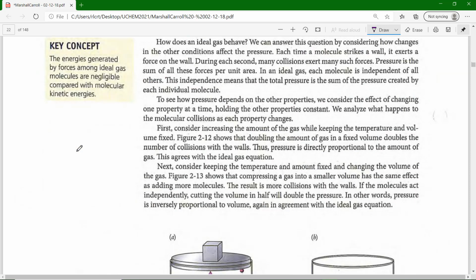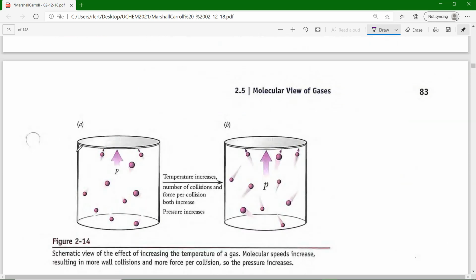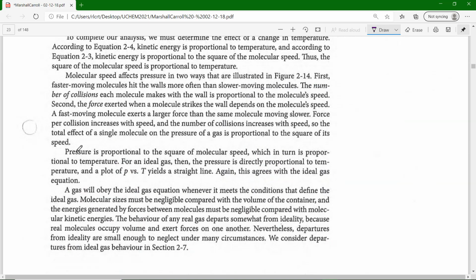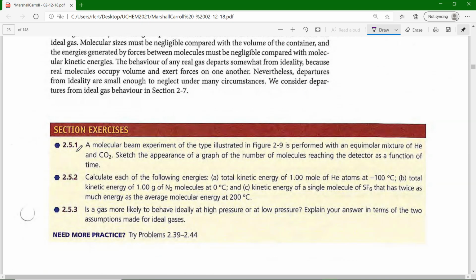This part here I'm not going to care much about. You can read that on your own. But I just wanted to talk a bit about ideal gases.